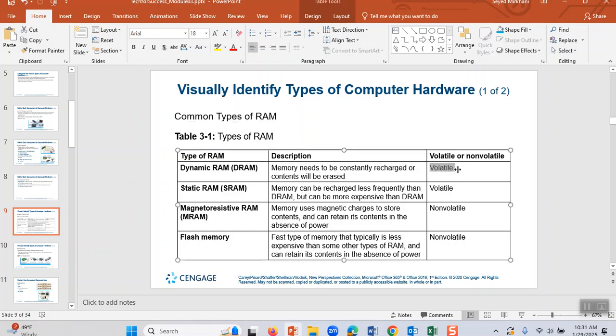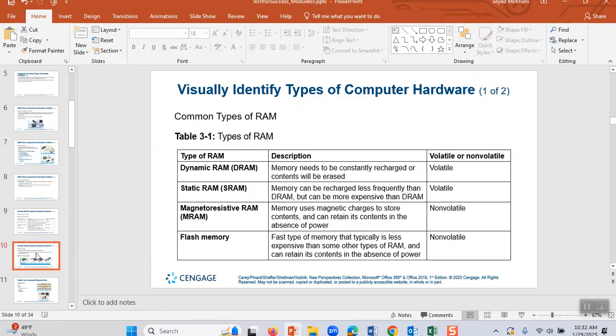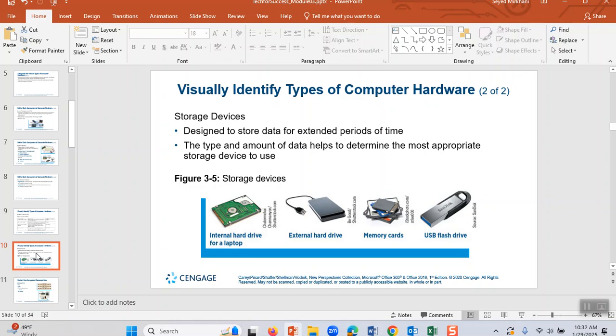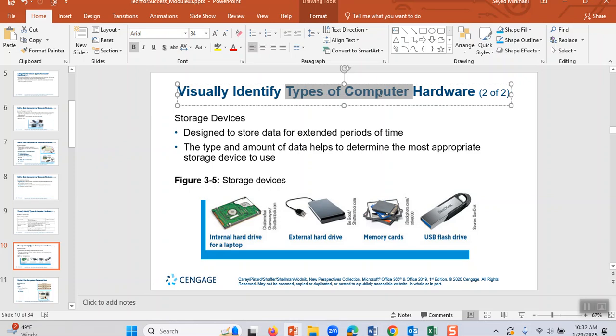And it says volatile and non-volatile. And flash memory, you are more familiar with that. It is a fast type of memory that is typically less expensive, and you have heard of that. And non-volatile means that it is more permanent. And visually identifying components of hardware, and about memory cards, flash drives, and external storage. That means that sometimes you need a lot of storage.